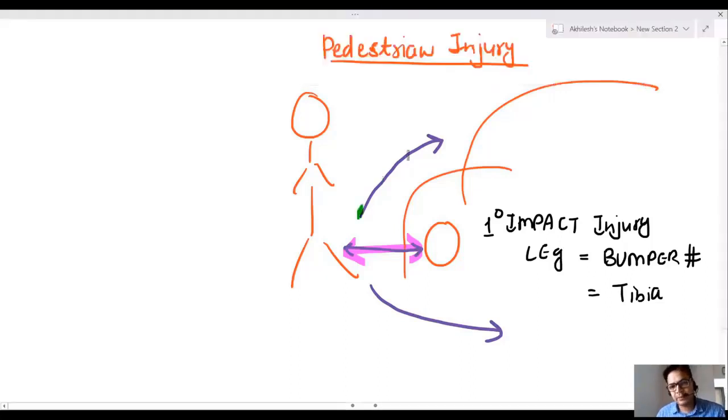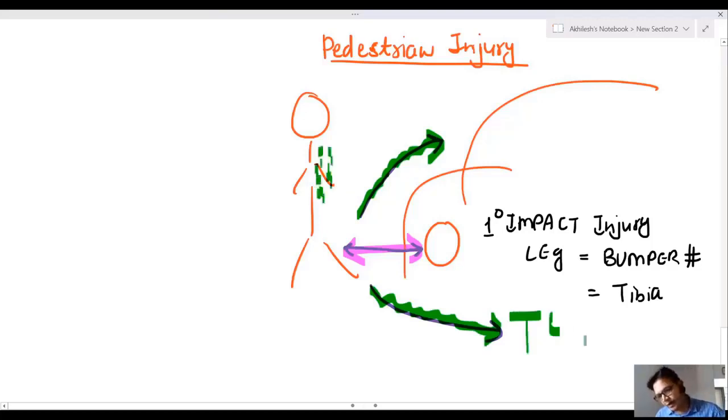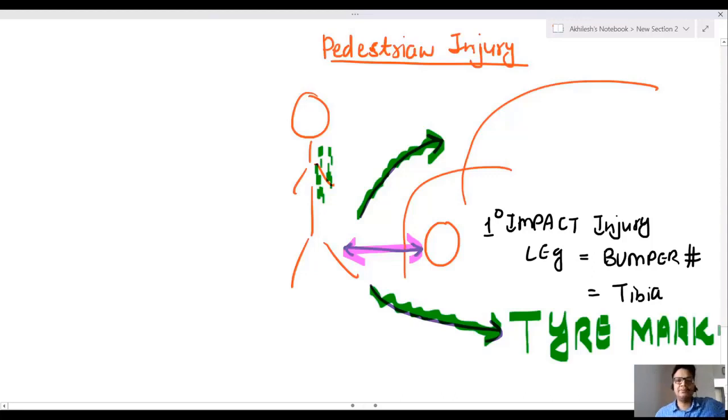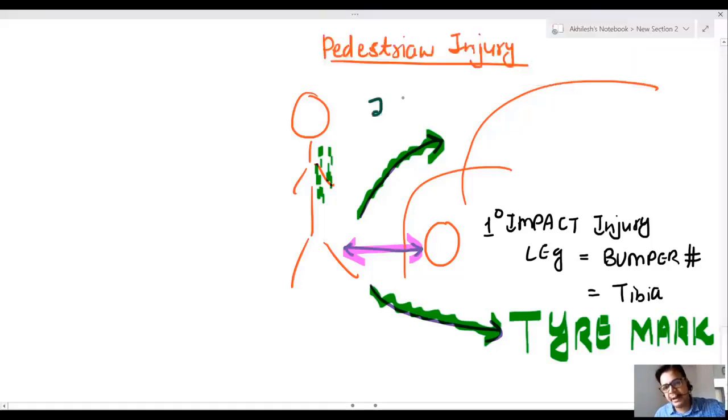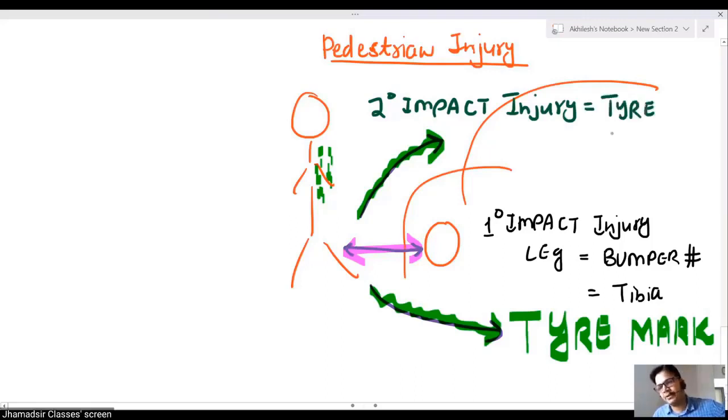Now, sir, you have two futures. Either you will roll over the vehicle or you will be rolled over by a vehicle. If you are rolling over the vehicle, there will be multiple injuries on the body. And if you are rolled over by the vehicle, there will be a tire mark on the body. Doctor, this is known as secondary impact injury. Sometimes you get a question: tire mark is an example of secondary impact injury. Bumper fracture is an example of primary impact injury. So these are primary impact and secondary impact.